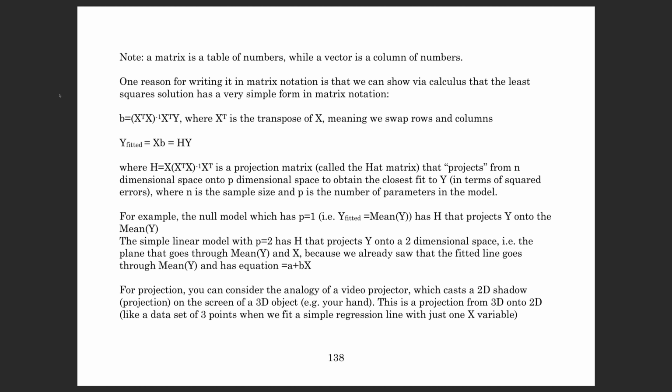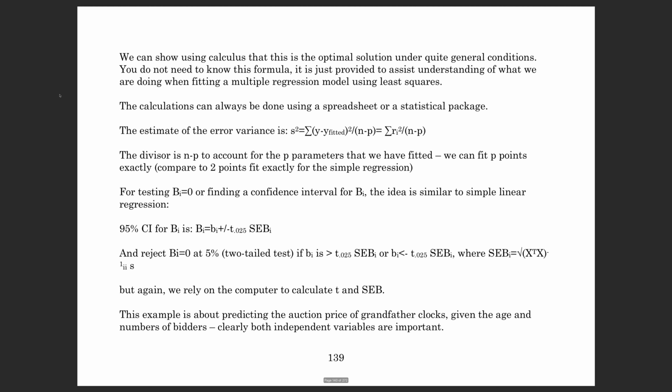So this is a projection from 3D onto 2D. So that would be like having a data set of 3 data points and we fit a regression line with just one x variable. So we can show using calculus that this is the optimum solution under quite general conditions. We don't actually need to know this formula, but it turns out to be very helpful if we need to write it down. So we're going to assume that all these calculations will be done using either a spreadsheet like Excel or a statistical package.